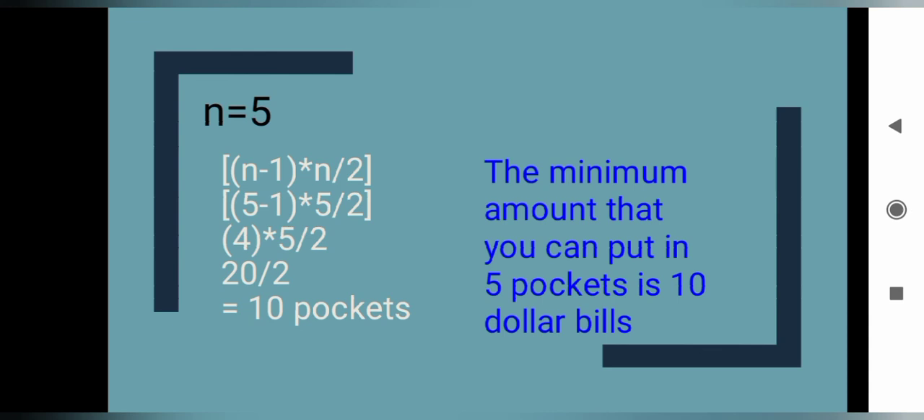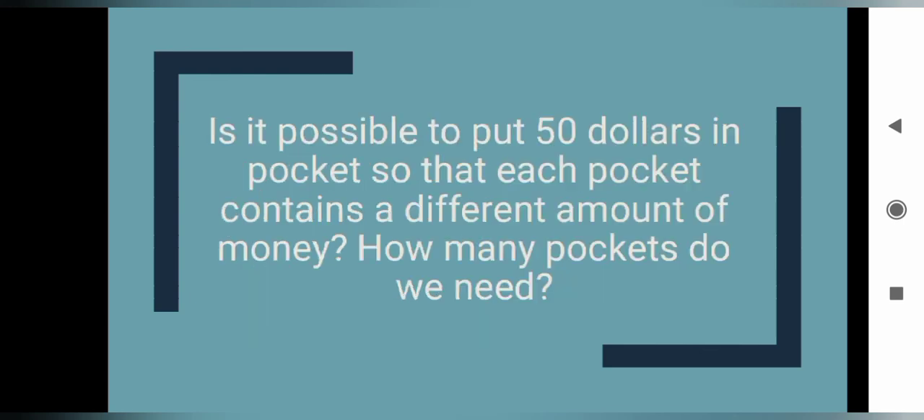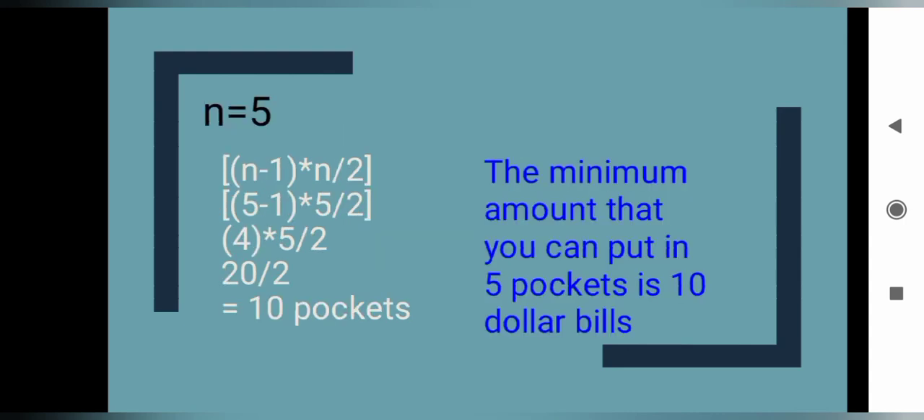Substitute na lang natin yung 5 sa n. 5 minus 1 times 5 over 2. 4 times 5 over 2 is 20 over 2, which is 10. The minimum amount that you can put in 5 packets is $10. Bakit 10 packets? $10 bills, sorry. $10 bills pala yun.